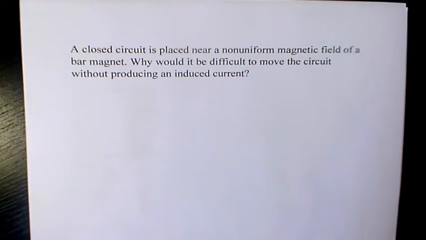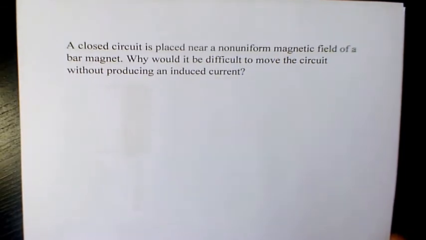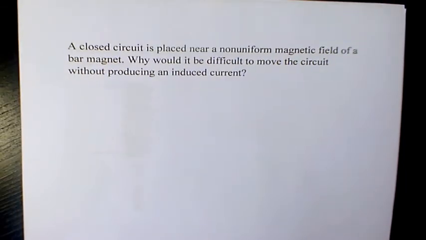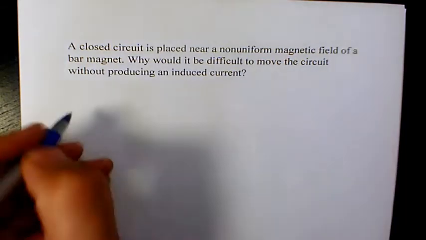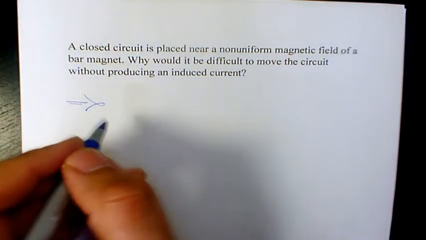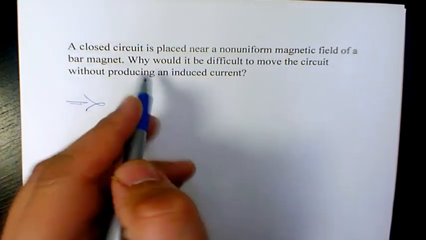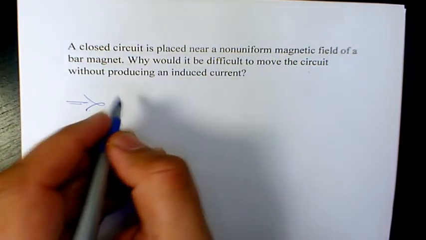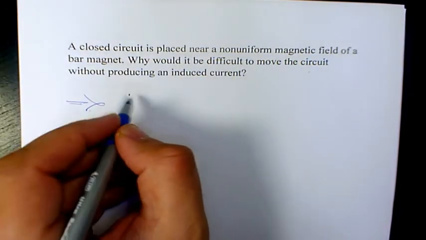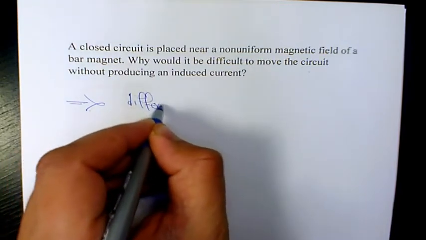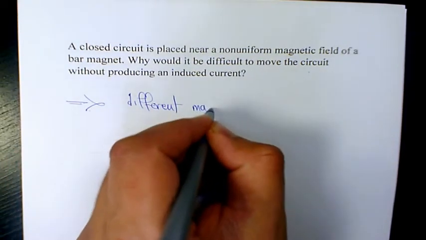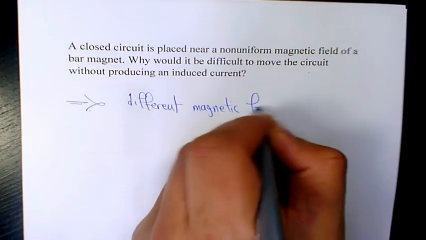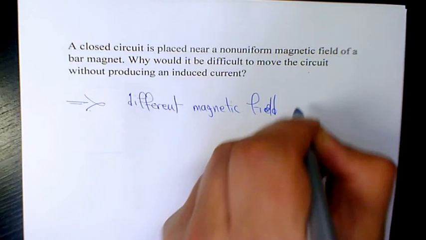Next example is saying a closed circuit is placed near the non-uniform magnetic field of a bar magnet. Why would it be difficult to move the circuit without producing an induced current? It is difficult because changing the location of the circuit is going to expose it to different magnetic field strength.